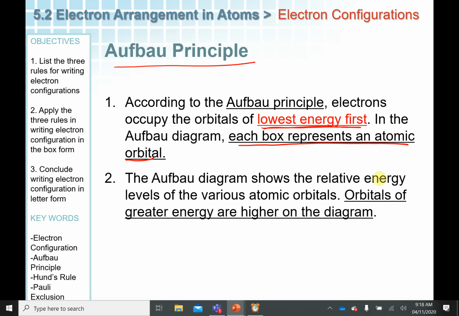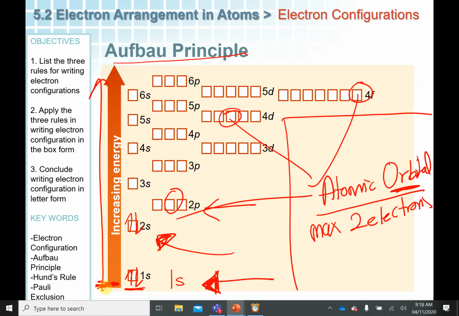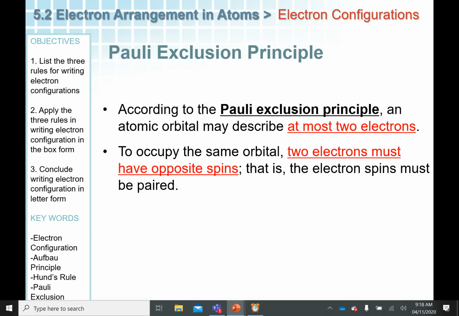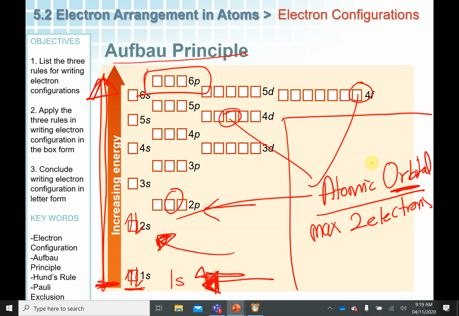The Aufbau diagram shows the relative energy levels of various atomic orbitals. We can see here that the energy from top to bottom is increasing. So the lowest energy levels are in the 1s, and then they go increasing until the 6p with the highest energy level in this diagram. The next principle we get into is the Pauli exclusion principle, which states that an atomic orbital may describe at most 2 electrons, just like I told you here. These boxes represent atomic orbitals, and each orbital contains 2 electrons only.